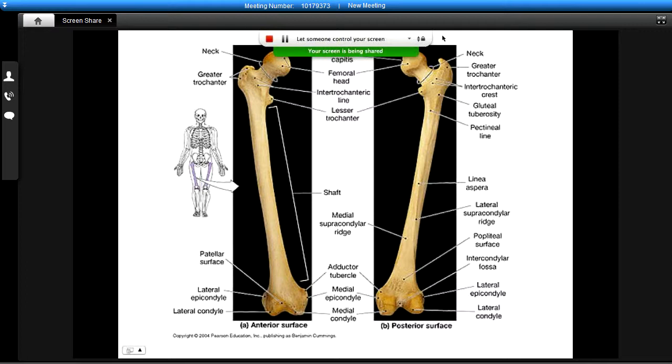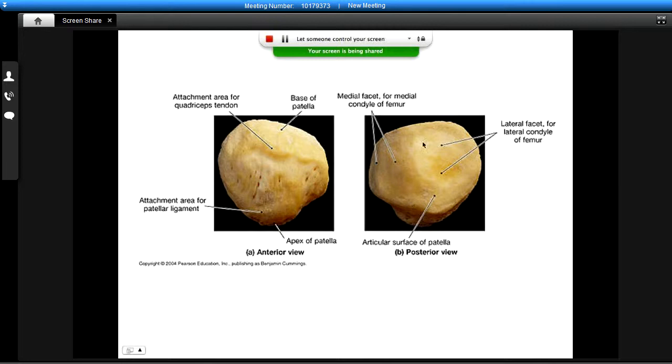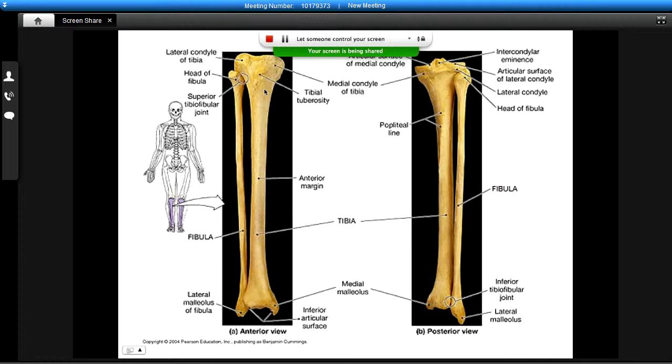This is the longest and largest bone of the body, the femur. Again, the femur has a number of anatomical landmarks. Would expect you to identify the greater trochanter, the lesser trochanter, the neck, the articulating surface or the femoral head, the shaft of the bone. And again, you have lateral epicondyle and condyles. You also have medial epicondyles and condyles. This is the patella, pretty straightforward bone. And two bones here in the lower leg, the tibia and the fibula. Should be familiar with those.